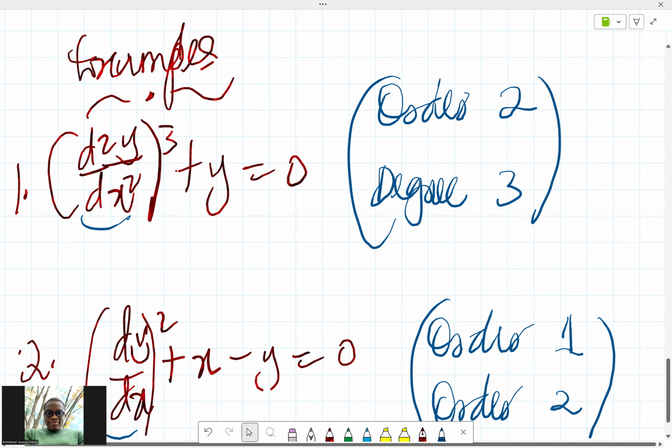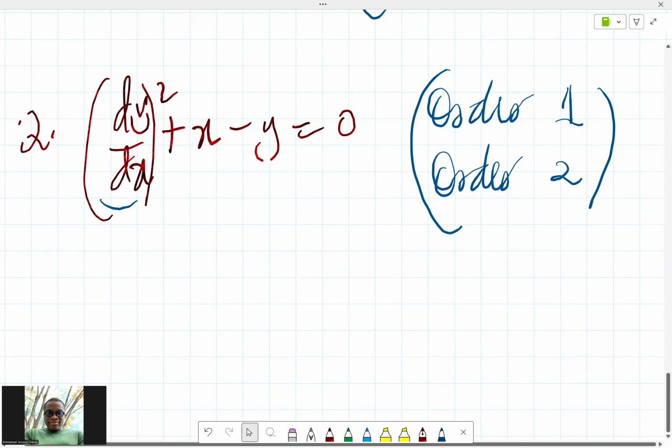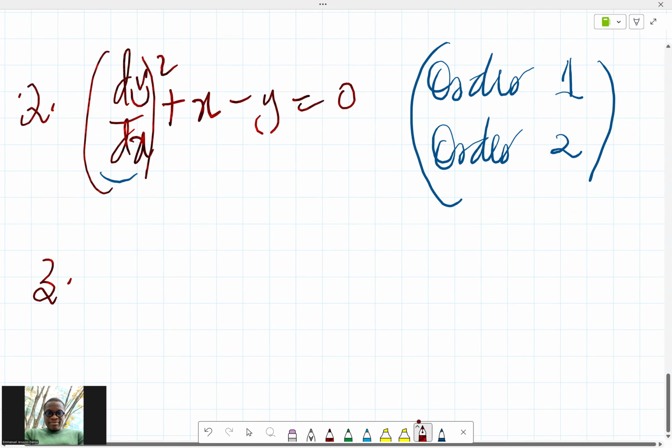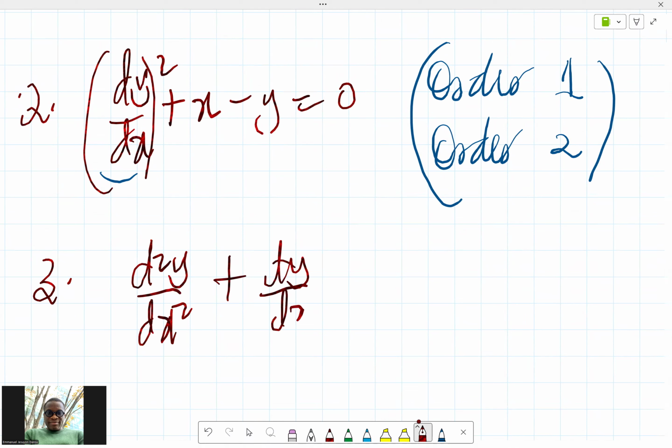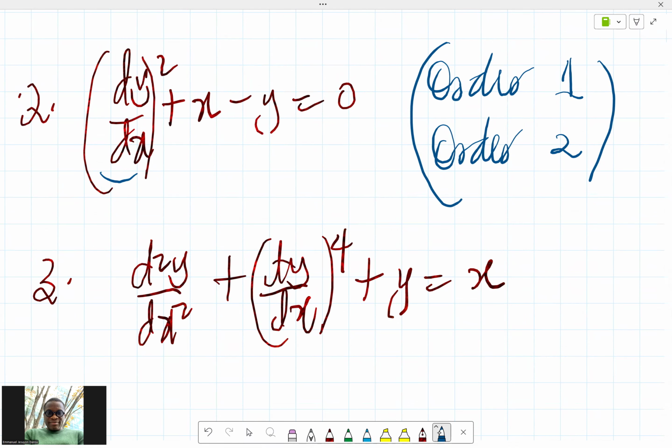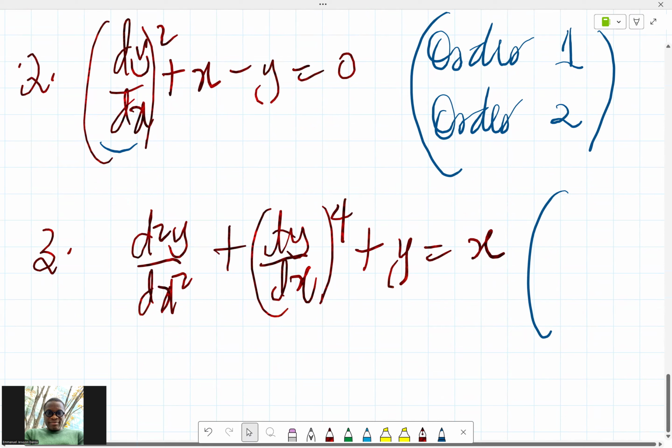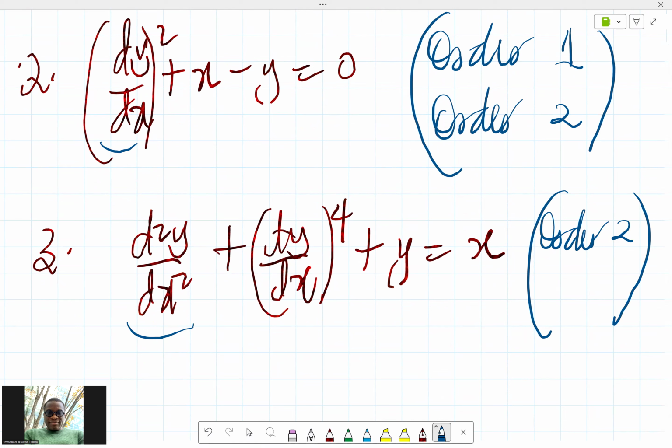Let me do another example. Imagine this situation where we have d squared y/dx squared plus dy/dx raised to power 4 plus y equals x, for instance. First of all, the order is determined by the highest derivative. So the highest derivative here is d squared y/dx squared. So it is of order 2, okay? But what about the degree?